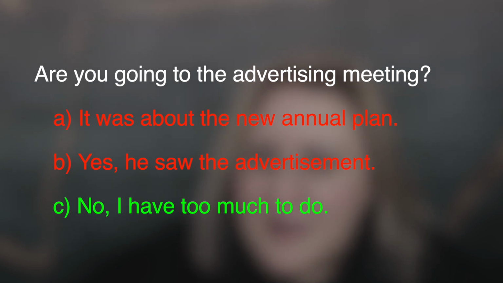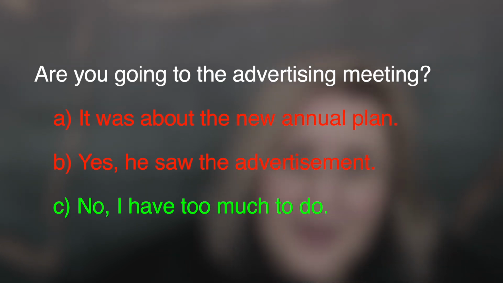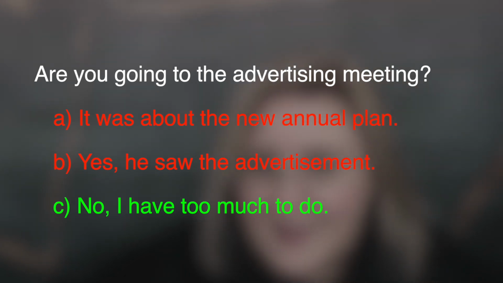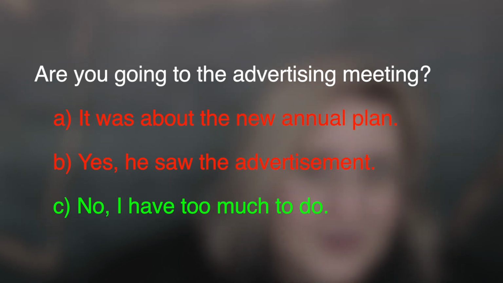Answers A and B are incorrect because they don't answer the question. One of them tells the topic of the meeting but doesn't answer if the person is going. Answer B starts off with a clear yes or no, but it's in the wrong verb tense, uses a similar word, advertising, to distract you, and again does not answer the question. C is the only possible answer.